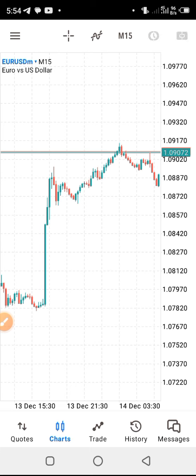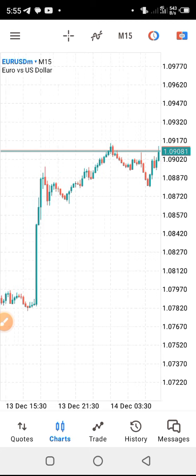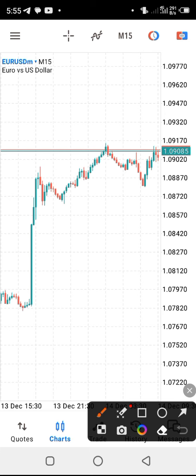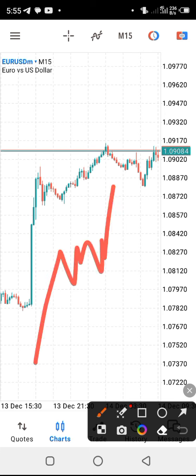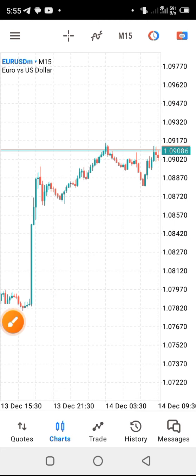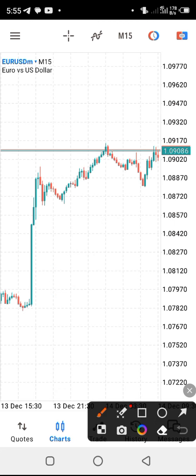So impulse and correction strategy simply has to do with the fact that market moves in 2 different natures. You have the impulse nature and you have the corrective nature. Okay, so when the market is moving, you have impulse, correction, impulse, correction, impulse, correction, like that. You understand? So you need to identify which aspect the market is currently in.